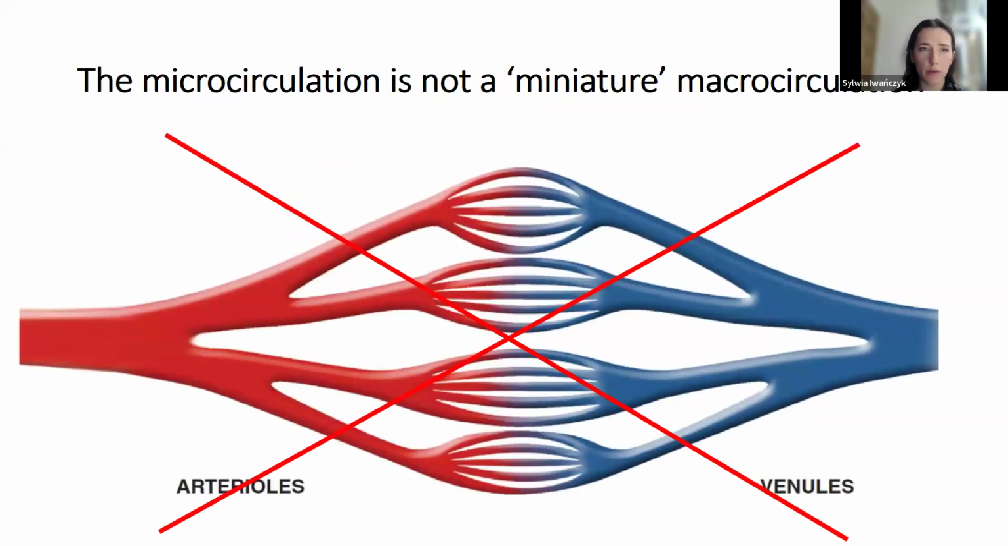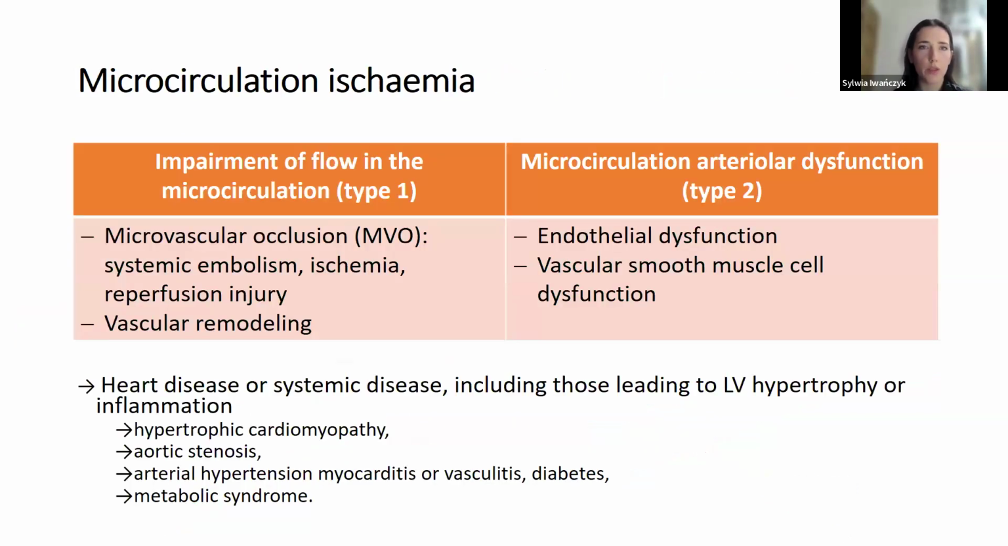So it is very important to remember that the microcirculation is not a miniature of the epicardial circulation. It's a different type of vessels regulated by different processes. We also need to use different tools to diagnose the disease of the microcirculation. So we can divide the disease of microcirculation into two types.